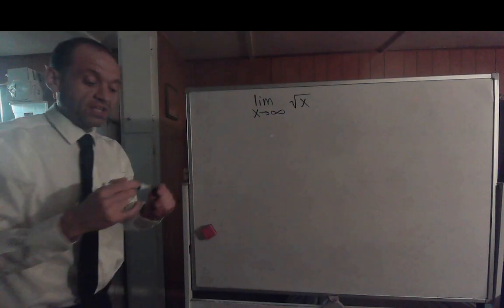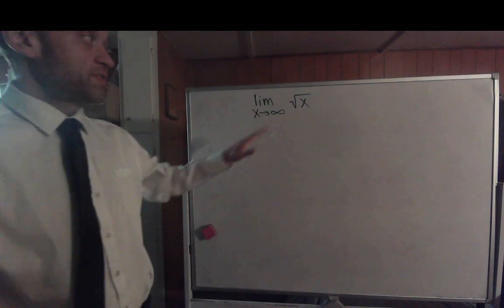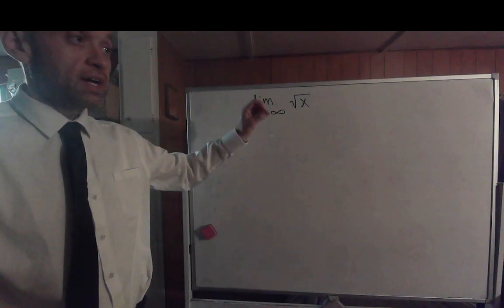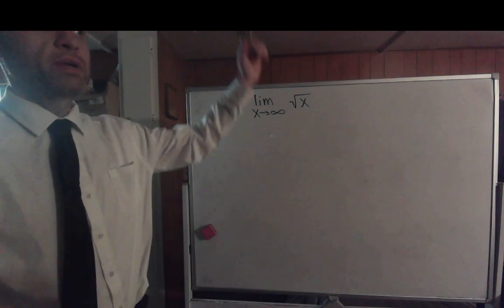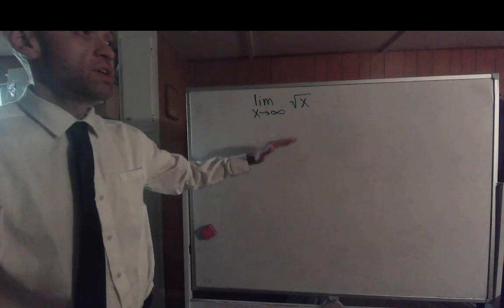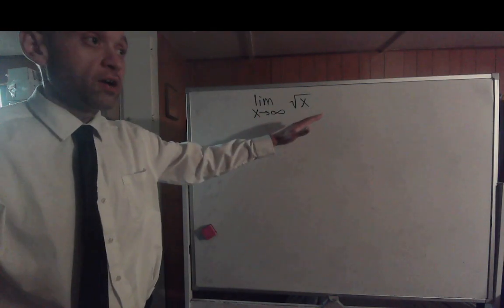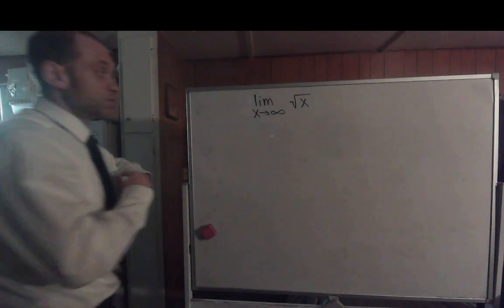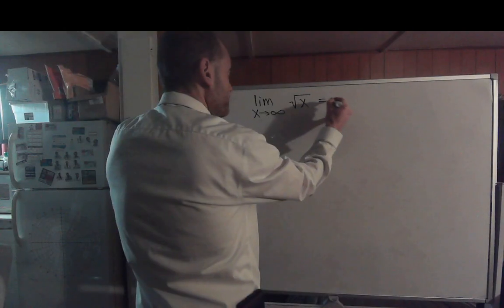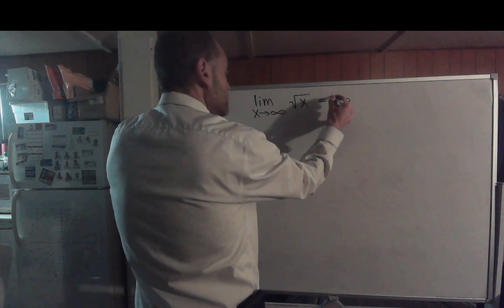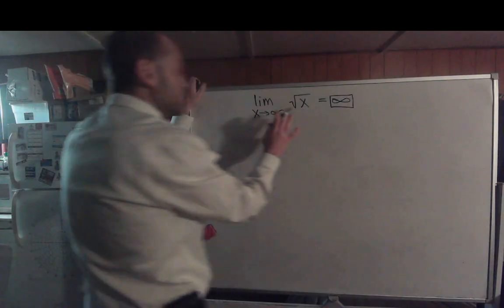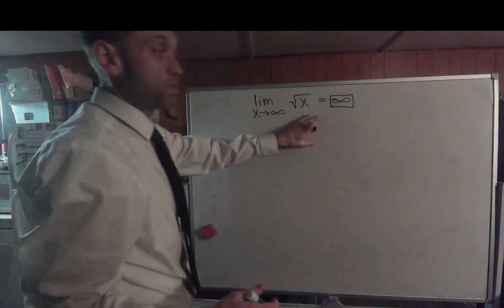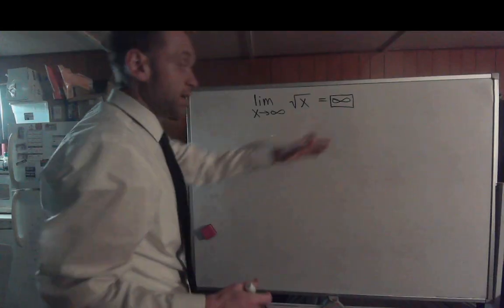This is almost laughable, because if you look at the graph of the square root of x, you still keep going up and up in your x values. You're still going higher and higher in your y values, just at a slower rate, but it's still going to be infinity. So the limit as x approaches infinity of the square root of x is infinity.